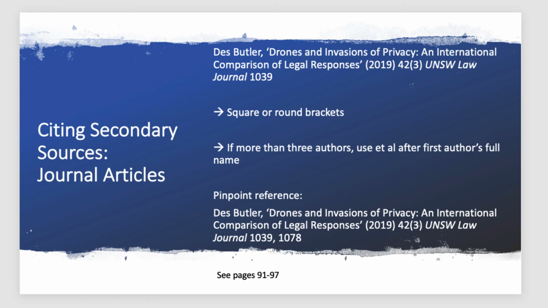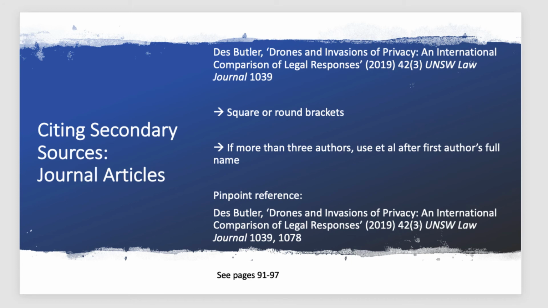Following the journal name, we then need the page at which the journal article starts. So you can see from the example that Des Butler's article can be found at page 1039 in issue 3 of volume 42 of the UNSW Law Journal.